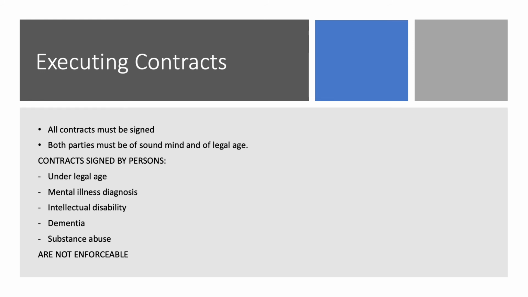So for executing contracts, again, they must be signed. If a contract is not signed in the contract book, the service is null and void. Contracts signed by persons who are under the legal age, usually 18 or 21, or by someone who has a mental illness diagnosis, an intellectual disability, dementia, or substance abuse, more than likely are not enforceable.